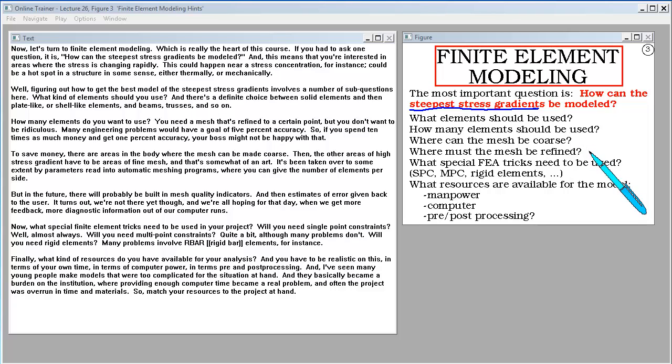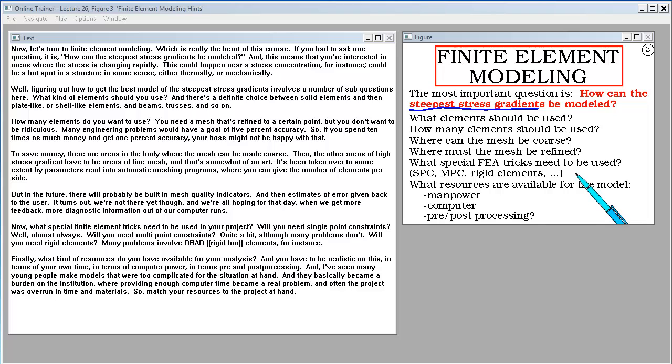Then the other areas of high stress gradient have to be areas of fine mesh, and that's somewhat of an art. It's been taken over to some extent by parameters read into automatic meshing programs where you can give the number of elements per side. But in the future, there will probably be built-in mesh quality indicators and then estimates of error given back to the user. It turns out we're not there yet, though, and we're all hoping for that day when we get more feedback, more diagnostic information out of our computer runs.